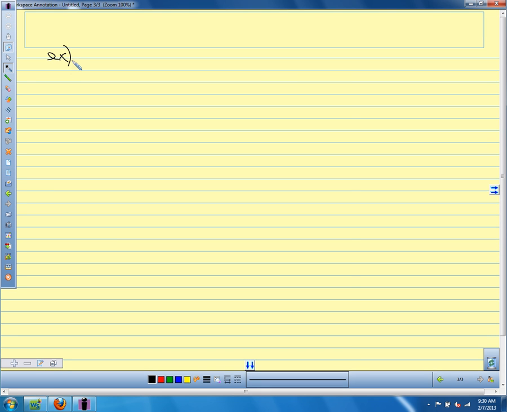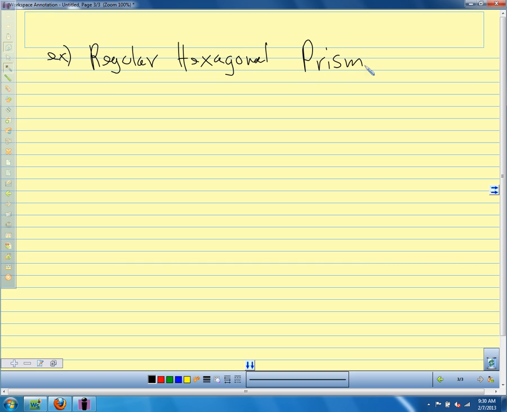Calculating with surface area. So this one, we have a regular hexagonal prism. So before I write anything else, what does this tell me about the prism? Hexagon, what part's a hexagon? The base is a hexagon. So our base is a hexagon. And regular means what about the hexagon? All the sides are the same. So we have a regular hexagon for a base.